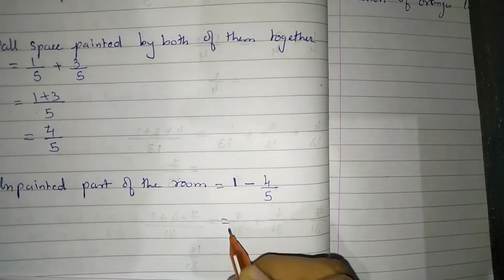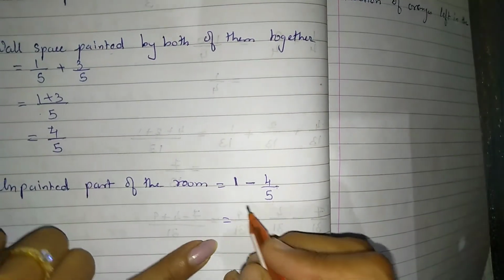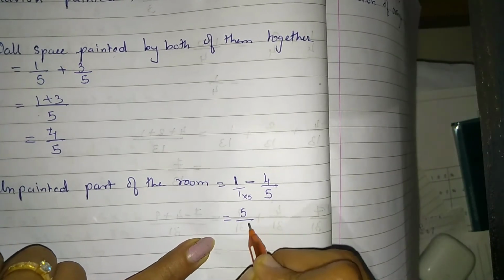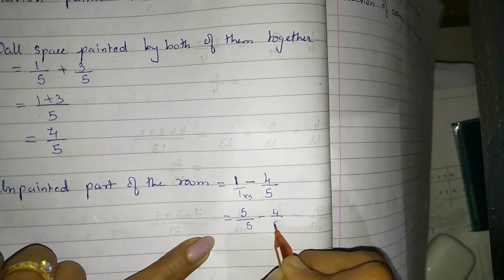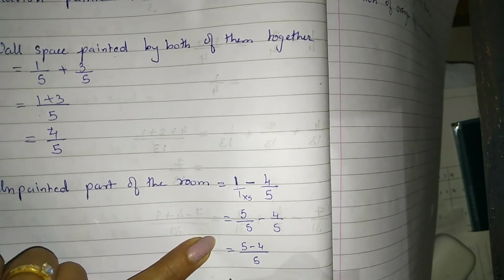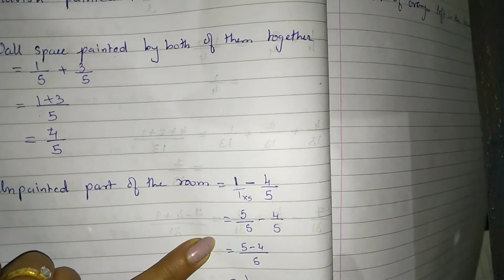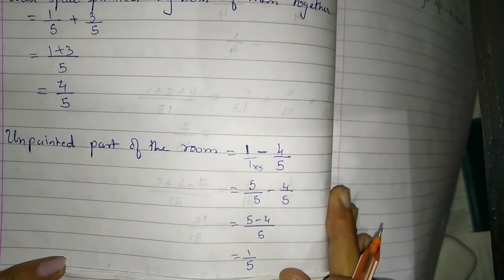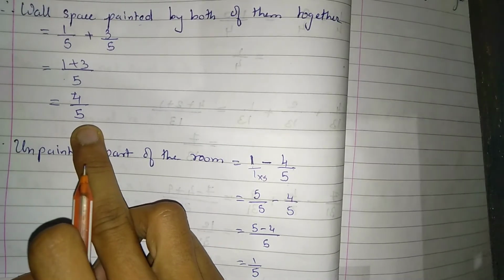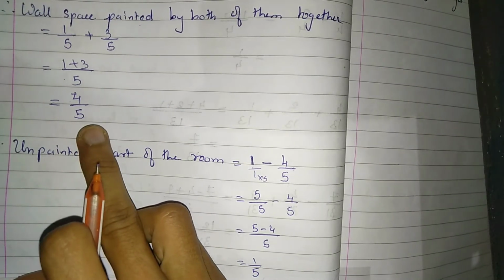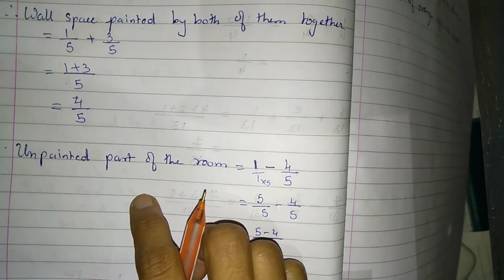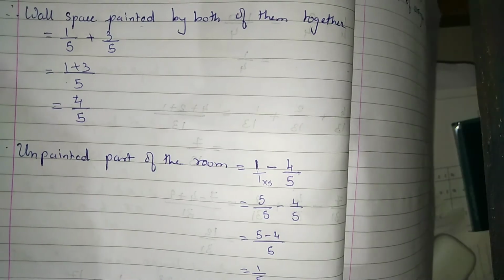Now what do we have to do? Here the LCM, here nothing means 1 into 5. So 5 upon 5 minus 4 upon 5, which is equal to 5 minus 4 upon 5. So the answer is 1 upon 5. So the unpainted part is 1 upon 5 and painted together is 4 upon 5. Together we have to add, and if you have to find the unpainted part, then 1 minus 4 upon 5.